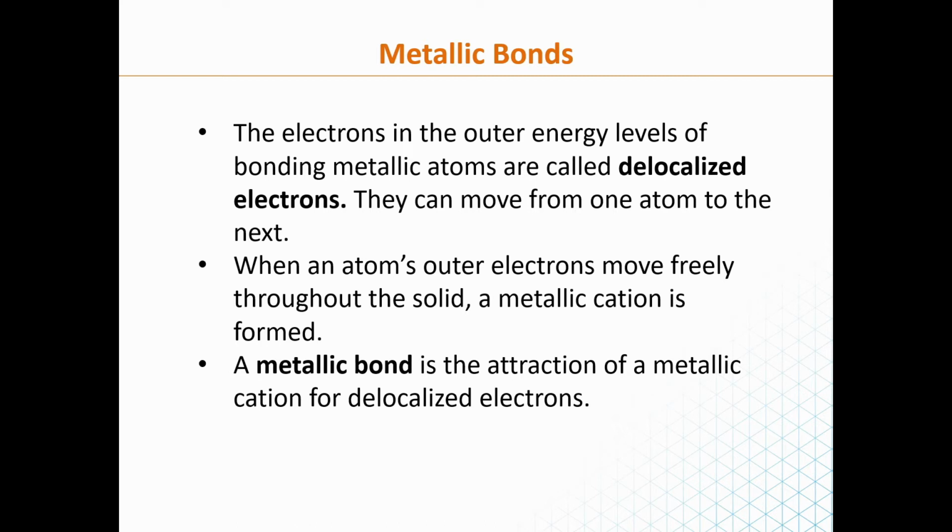The electrons in the outer energy levels of bonding metallic atoms are called delocalized electrons because they can move from one atom to the next. When an atom's outer electrons move freely throughout the solid, a metallic cation is formed. A metallic bond is the attraction of a metallic cation for delocalized electrons.